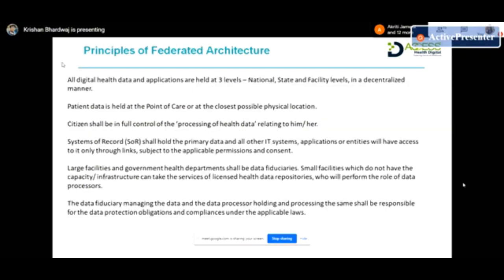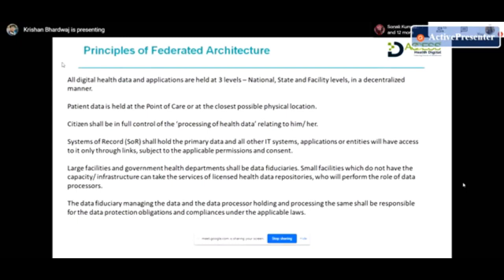So these are a few of the principles of federated architecture that have been enumerated in the NDHP report. One of the things is they are bifurcating all the digital health data and applications under 3 levels. Level 1, they talk about the facilities, the source of data, basically, where the data is generated: all the hospitals, diagnostics, labs, etc. The second level is the state level. All these facilities, be they public or private, will have their data aggregated at the state level, and the state will have the analytics engine. I will talk about health information exchange later in the day. The third level is the national level.